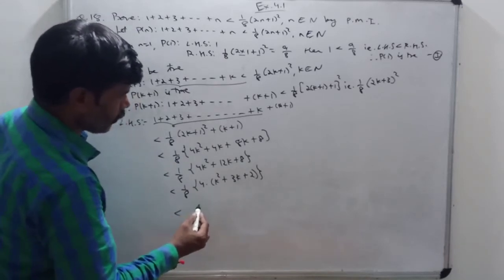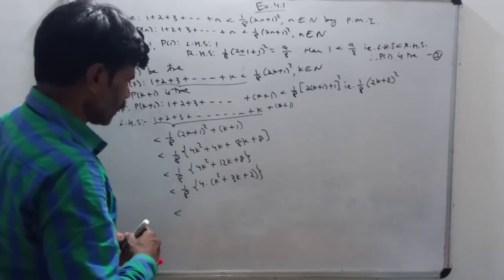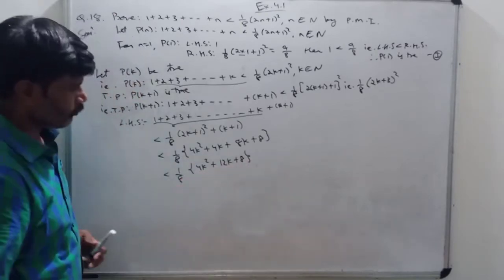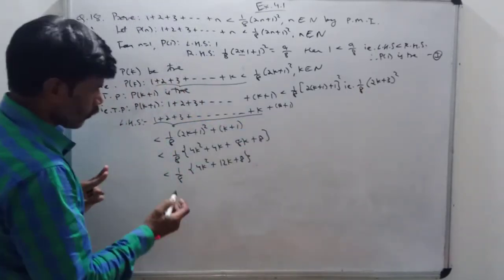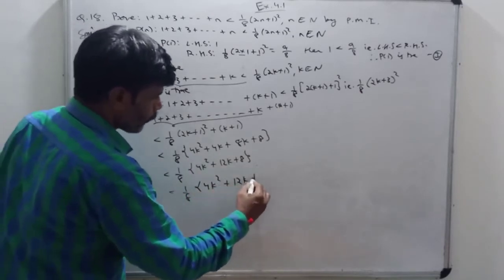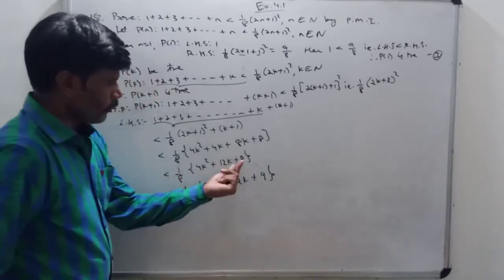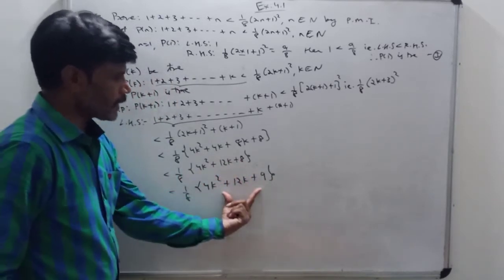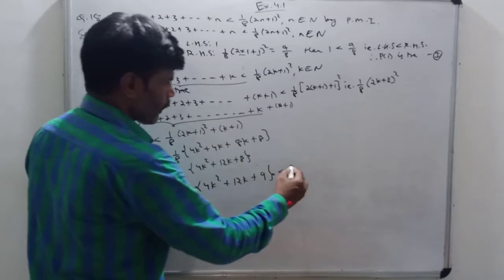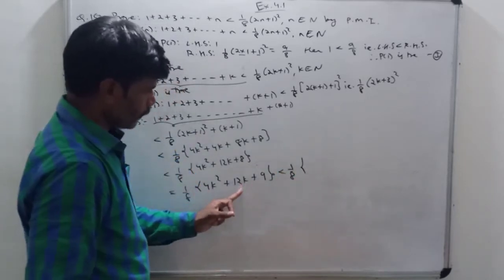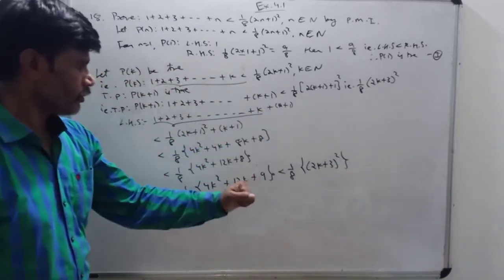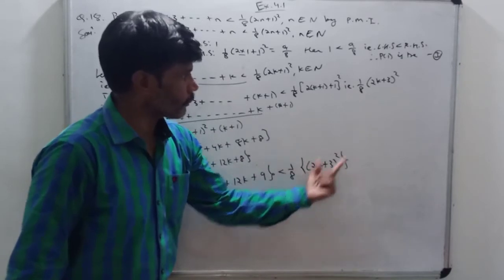This I am writing as it is, or in this I will do one arrangement. What is that arrangement? Actually, I don't want to simplify this. I want to get less than. So what I am doing, I want 2k + 3. So 1/8 (4k² + 12k + 8) is less than 1/8 (4k² + 12k + 9), I am writing. Why? Because 8 is less than 9, so this whole term will be less than this. Because we want to get less than, we don't want to get equal to. So it is 1/8 (4k² + 12k + 9). This is nothing but (2k + 3)². What we want to get, that only we want, in that way only. So 1/8 (2k + 3)².